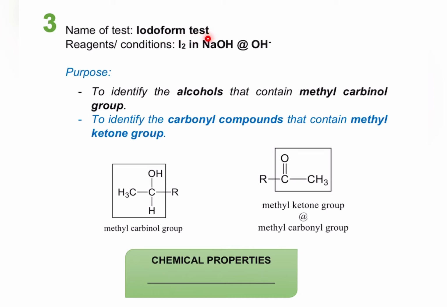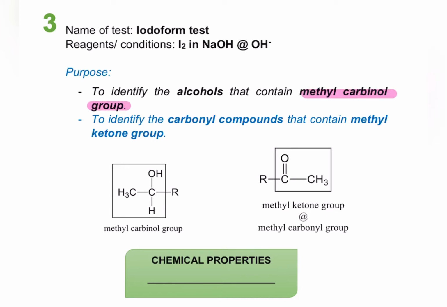I'm going to continue with the next chemical test, which is what we call the iodoform test. For your information, you've learned so far about the iodoform test in chapter 5, where you use the reagents and conditions iodine in NaOH or OH minus. The purpose of the iodoform test in chapter 5 is to identify the alcohols that contain the methyl carbinol group. So this is what you've learned so far.